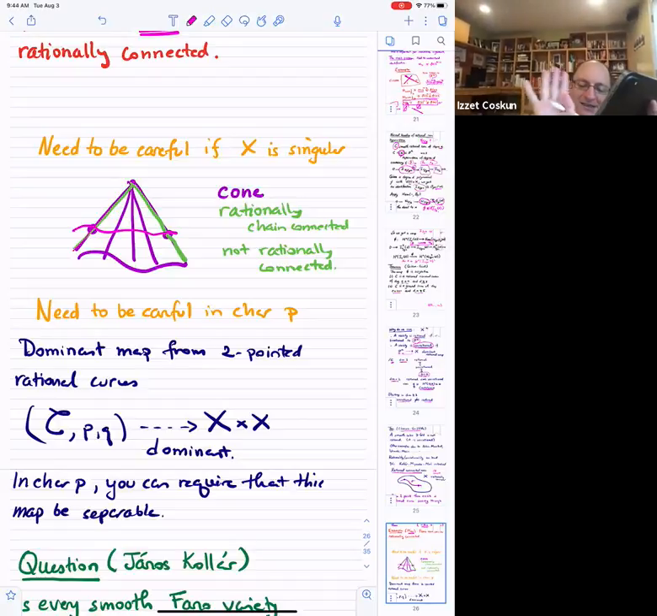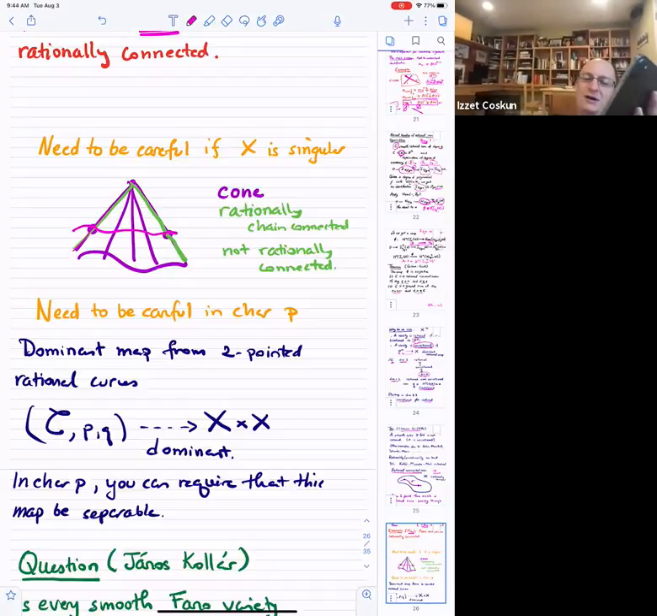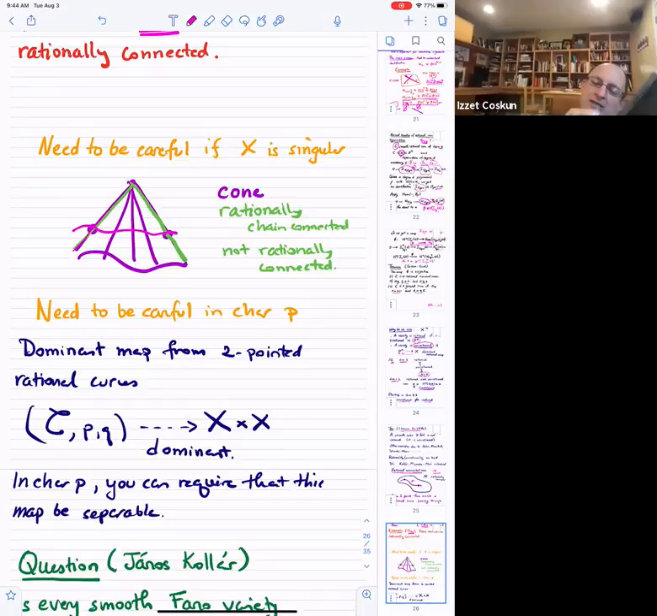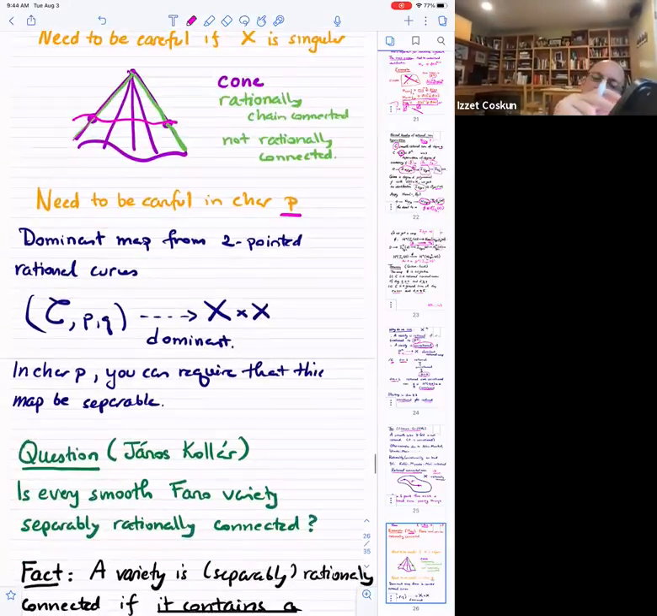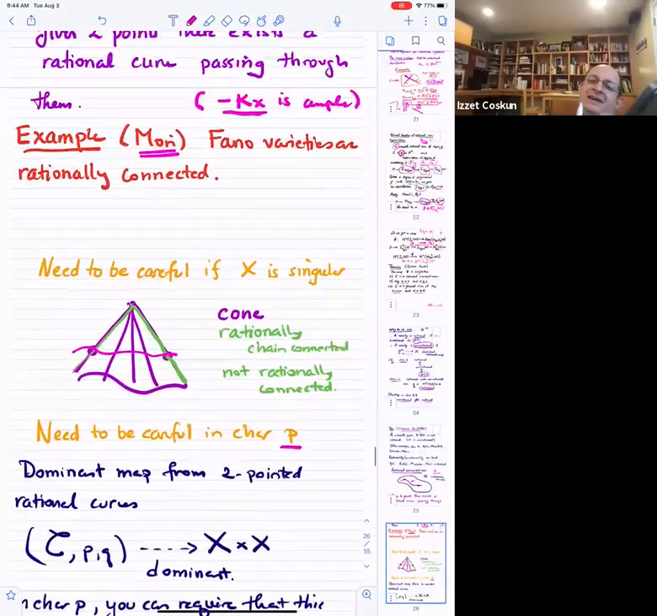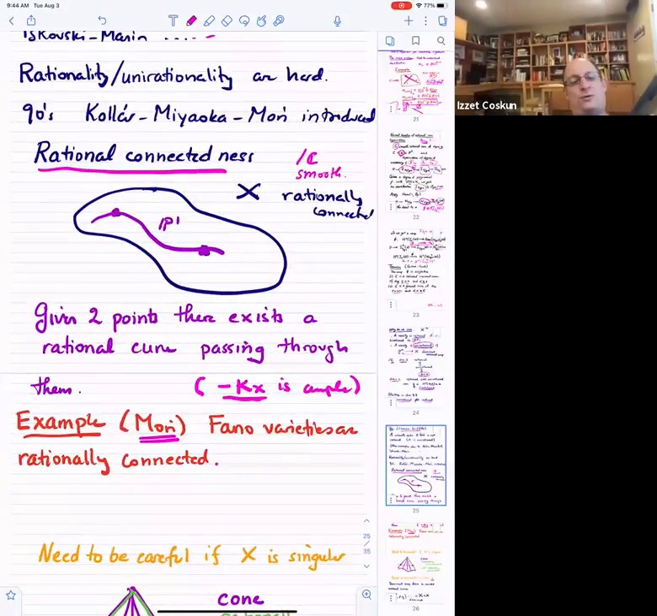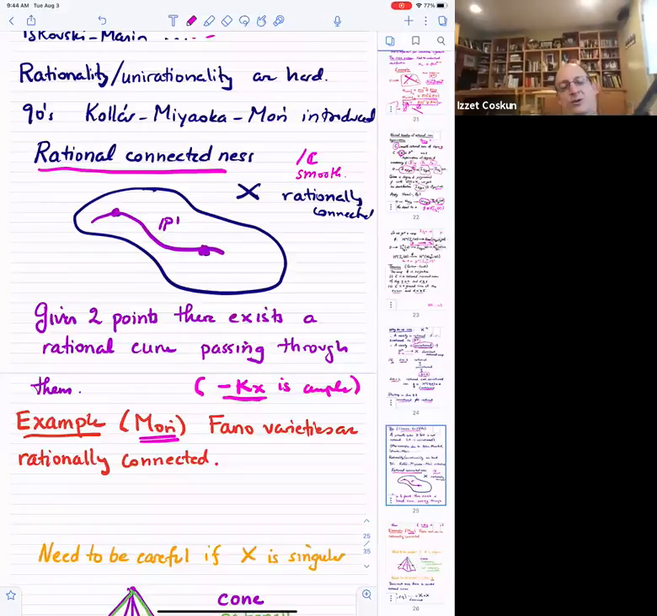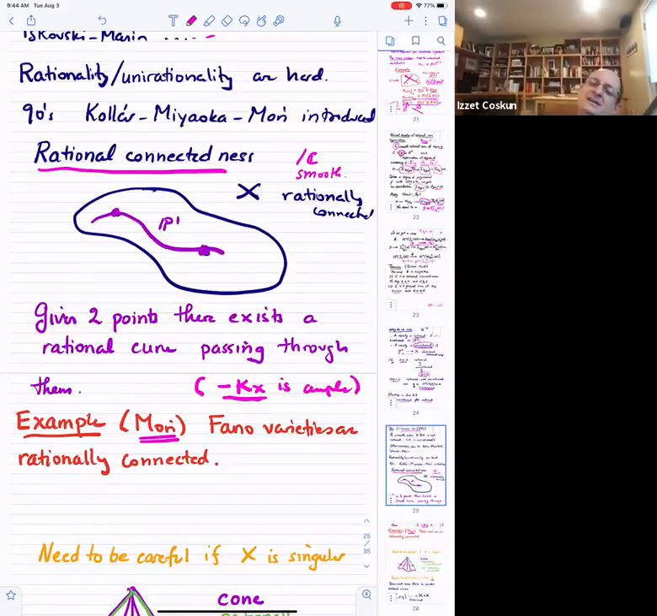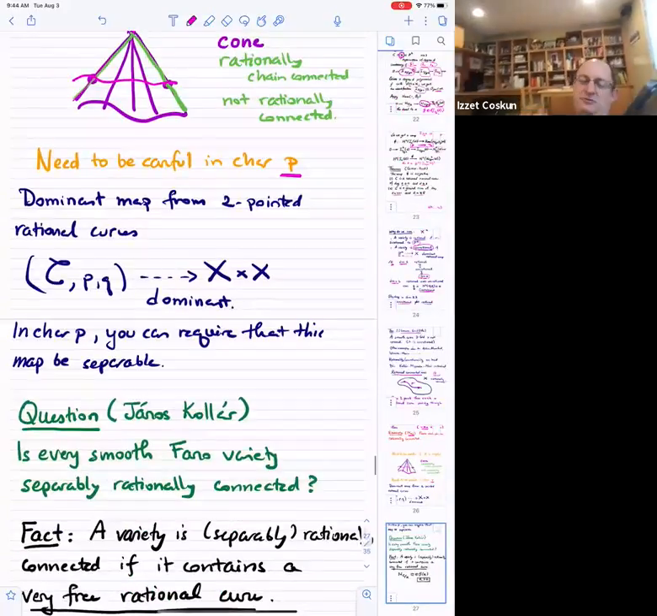So you have to be a little bit careful about these things if you have singularities. And you need to be also careful if you're in characteristic p. I colloquially told you that a rationally connected variety is a variety where there's a P1 through any two points, right? But what does that really mean?